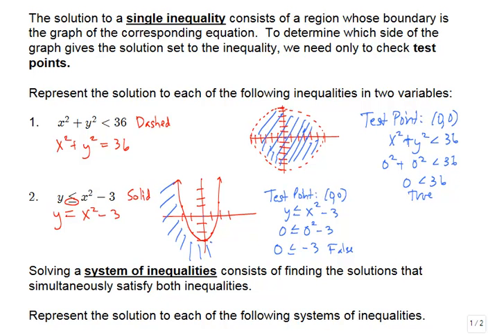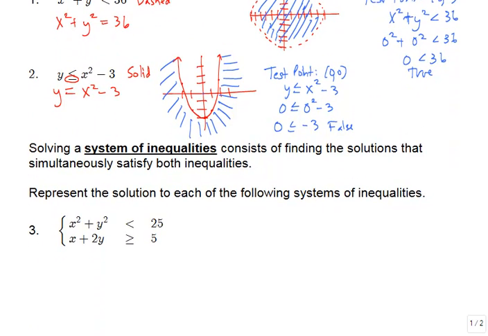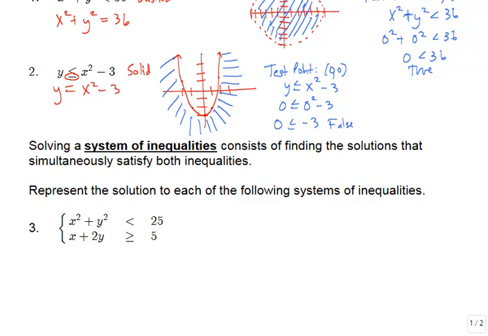So our final solution would be the graph that looks like this. Now, when you have a system of inequalities, that just means you have more than one. So you're going to graph your two inequalities on the same graph, and your final answer will always be the intersection of those two regions, or those two or more regions.